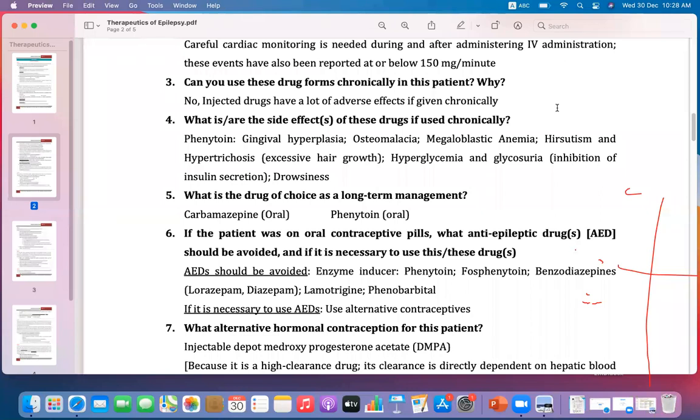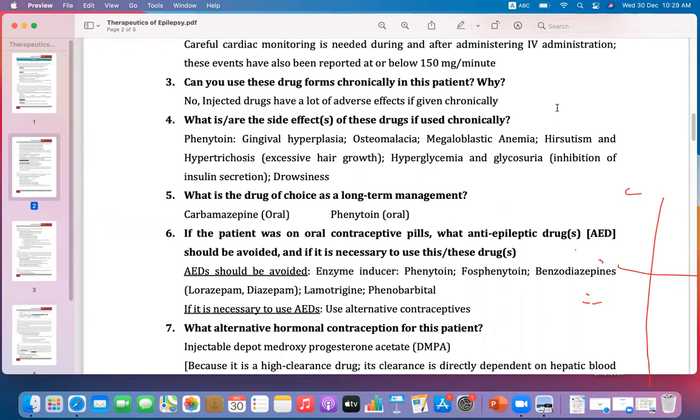Next question: what are the side effects of the drug if used chronically? As we know, phenytoin is responsible for gingival hyperplasia, osteomalacia, megaloblastic anemia, hirsutism, hypertrichosis, excessive hair growth, hyperglycemia, glycosuria, and drowsiness. These are the common adverse effects. And if we use it by the intravenous route, these adverse effects may precipitate excessively.